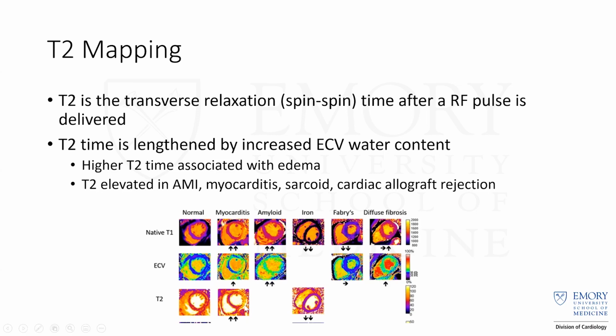Looking at these T2 images, for instance, in the myocarditis patient, it's much brighter here, which helps point towards there being a lot of edema in that myocardium, compared to this normal myocardium, which looks homogeneous throughout. Similarly, iron overload will be the opposite in the T2 times as well. That's really it for this slide.